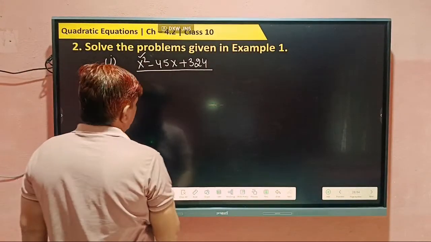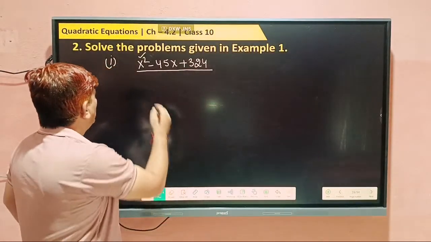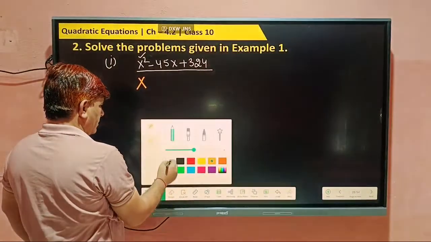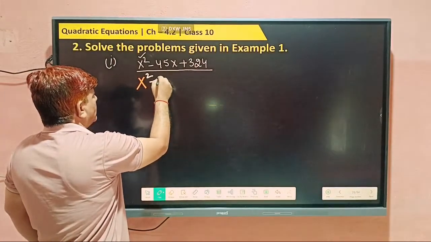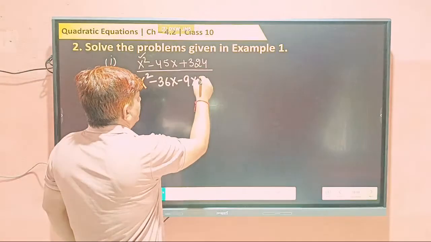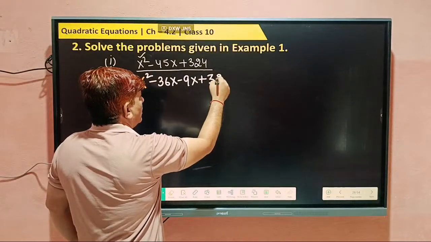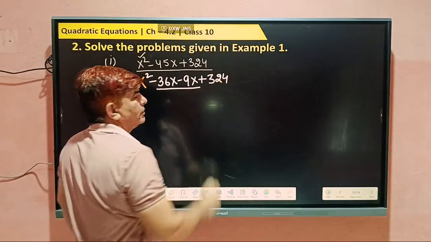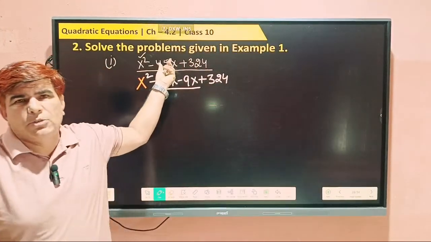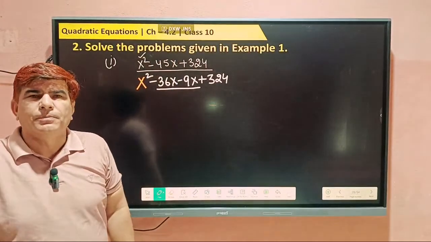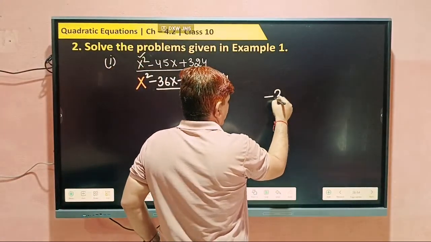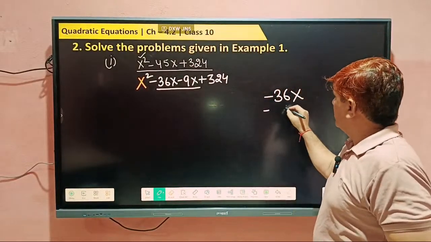Which method can we apply? By splitting the middle term. So how can you solve it? I can write it like this: x square minus 36x minus 9x plus 324. Check. Step number 1, right or wrong? What's its sum? Minus 45x. It means step number 1 is right. What's its multiplication? Minus 36x multiplied with minus 9x.